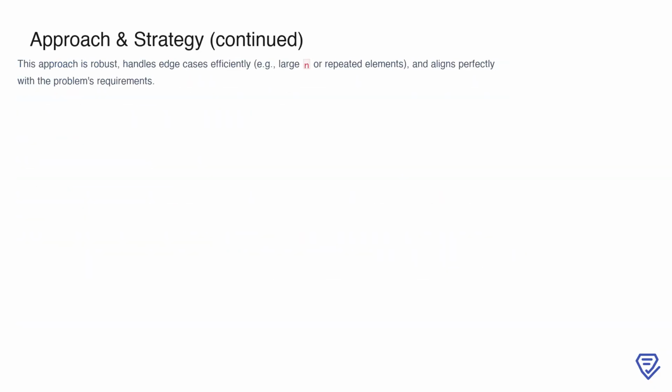This approach offers a robust solution that handles edge cases effectively, such as when n is very large or when there are repeated elements in the input array. It aligns perfectly with the problem's requirements, ensuring that the solution is both efficient and optimal. By leveraging the properties of a monotonic stack, we achieve a balance between simplicity and computational performance. This makes it an ideal choice for solving the problem, even under the most demanding constraints. The strategy ensures that we meet the challenge of finding the most competitive subsequence without unnecessary complexity or overhead.